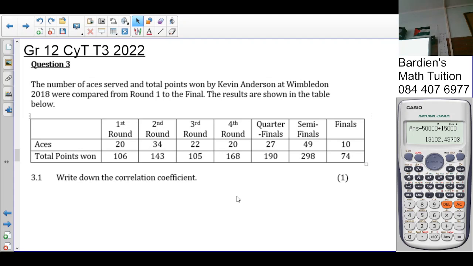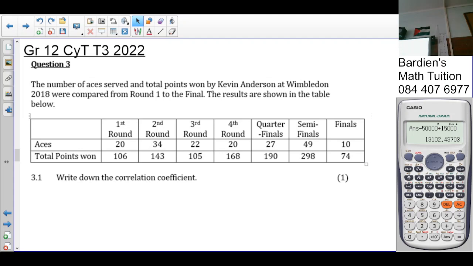Who can tell us what's the ace? When you serve, it's the end of it. The guy doesn't return, no? Good. The question is write down the correlation coefficient. Now with this goes the A value and your B value as well. So what do we do? We enter this now.